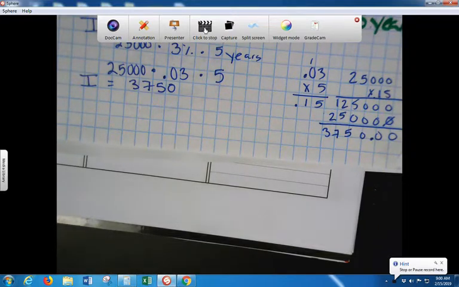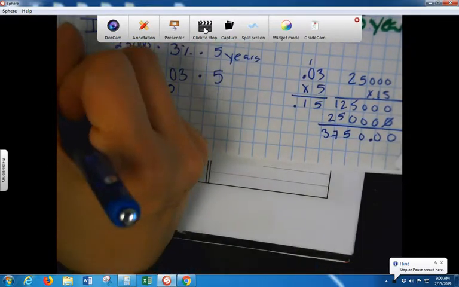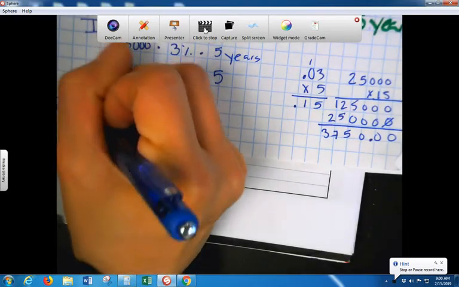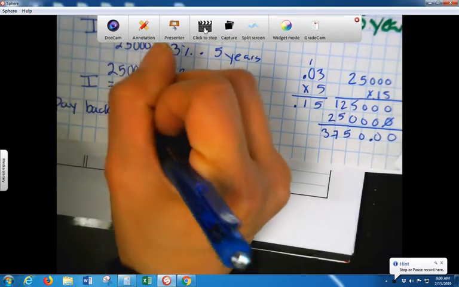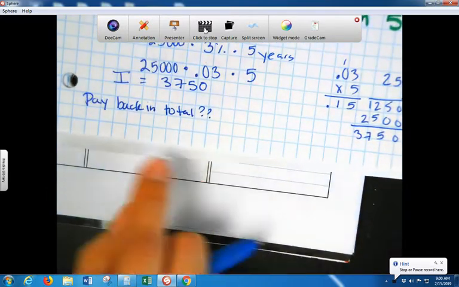What's another question they can ask you? What's the total? So what's the total cost? How much did you spend altogether? Well, I had to pay back $25,000, right? And then I had to pay back interest. So how much do I pay back in total? Question mark. So how much do you pay back in total?